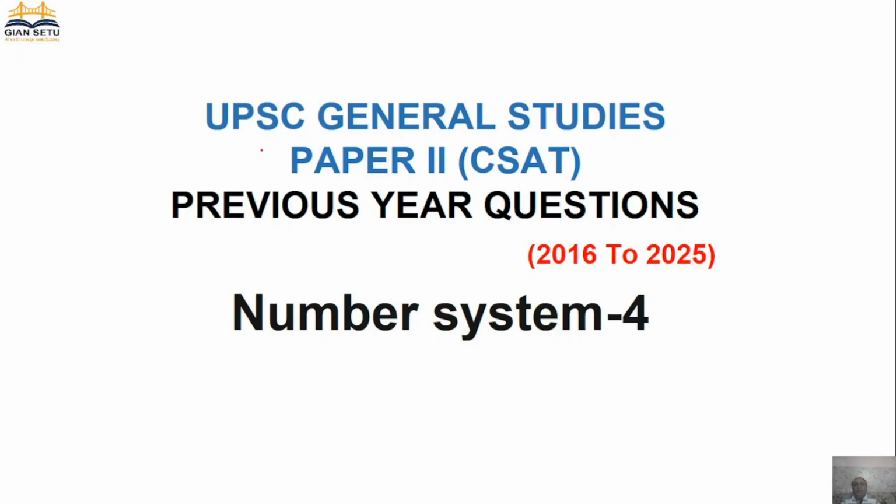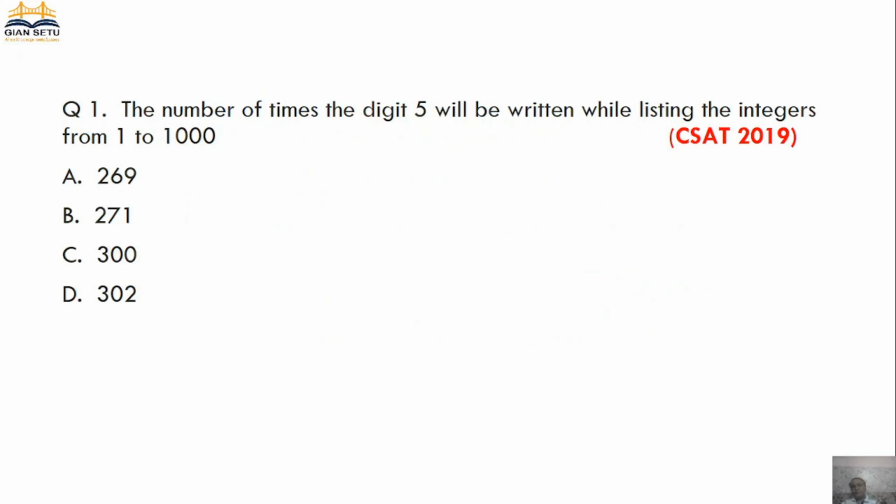Hello everyone. Welcome to the series where we are covering quantitative aptitude questions from previous year UPSC CSAT papers from 2016 to 2025. In this series we are covering questions topic wise. In the previous three sessions we covered questions on number system from previous year papers 2016 to 2018. And in this session we will cover some more questions on number system from previous year papers 2019. So let's begin with the questions.